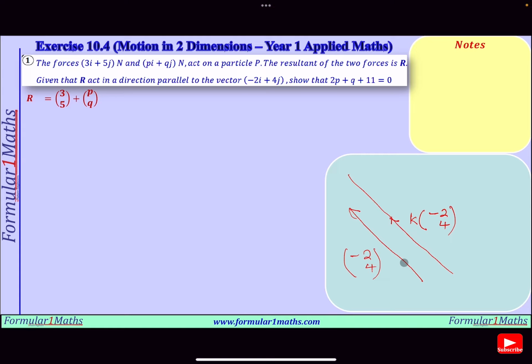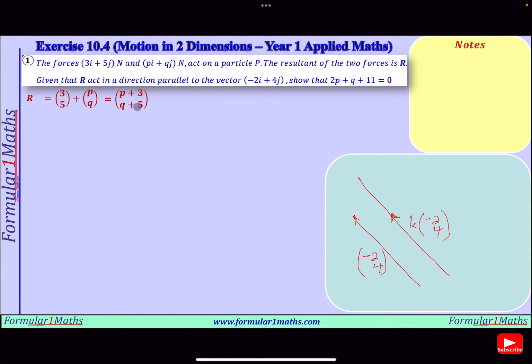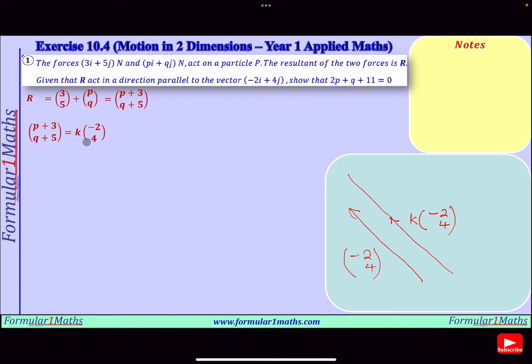So we can say that R, which can now be written as p plus 3, q plus 5, will be equal to some constant times minus 2, 4. Then this will generate 2 equations. The first one will be p plus 3 is equal to minus 2k. And the second one will be q plus 5 is equal to 4k.